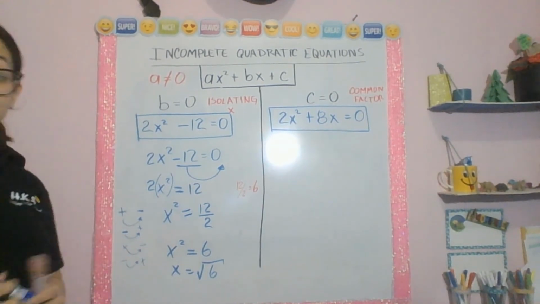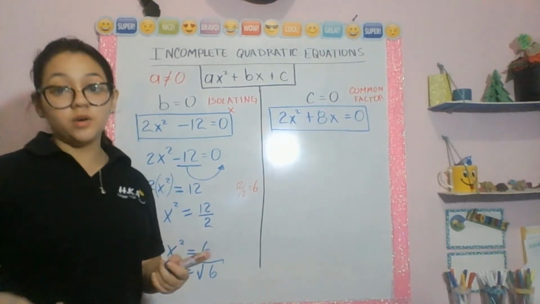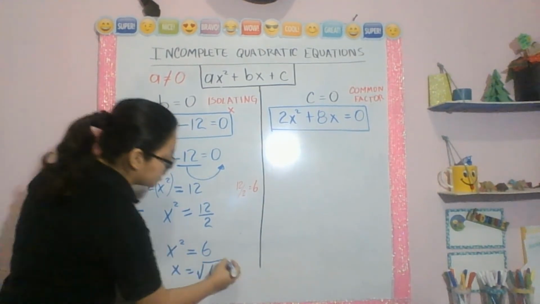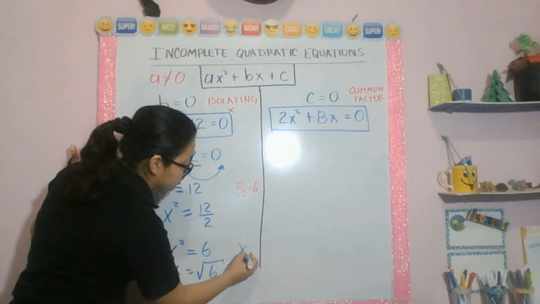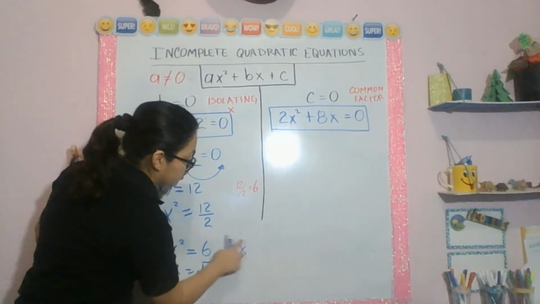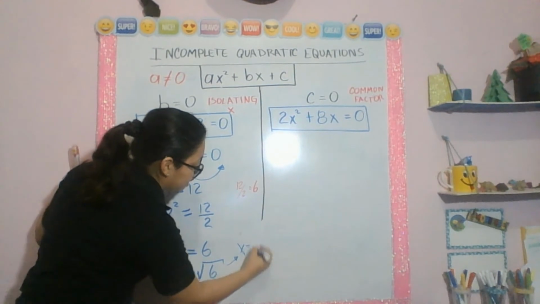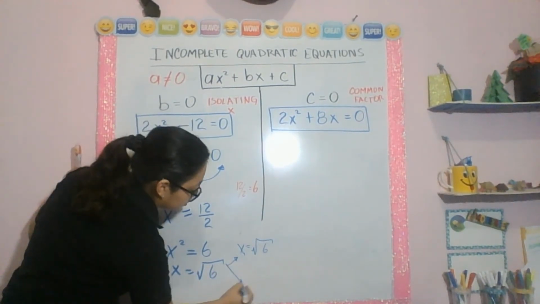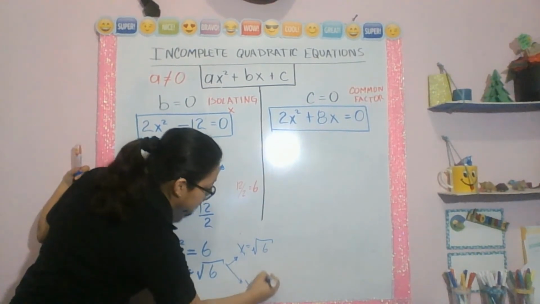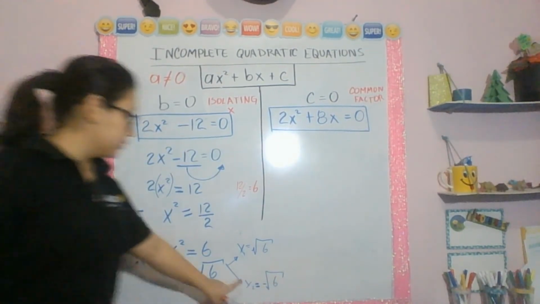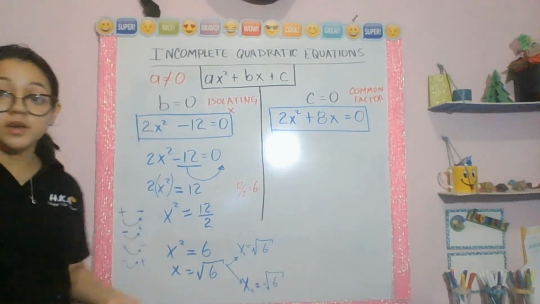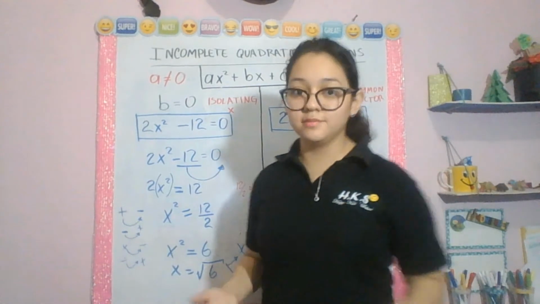Square root of 6. But now, if I have a square root, that means that I will have two different solutions. One of these is going to be positive. x1 is going to be positive square root of 6, and x2 is going to be equal to negative square root of 6. So that is going to be our solution by isolating the x. And that's it. Easy, simple.